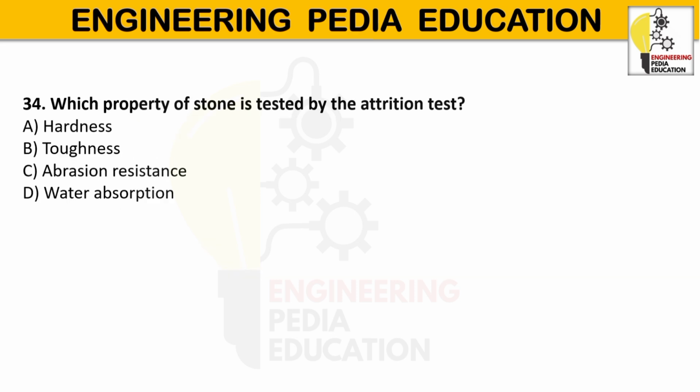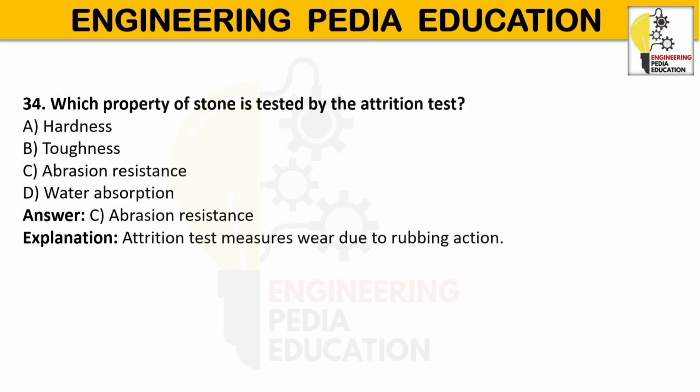Which property of a stone is tested by the attrition test? Hardness, toughness, abrasion resistance, water absorption. So the correct answer is abrasion resistance.